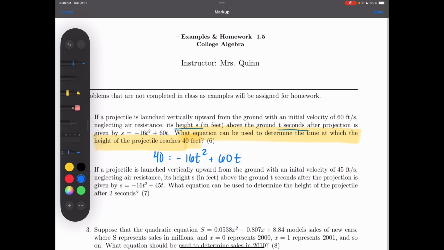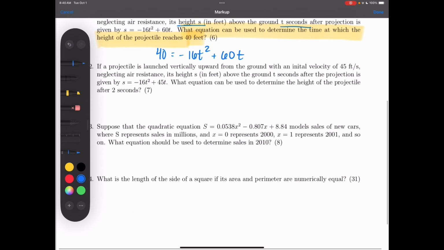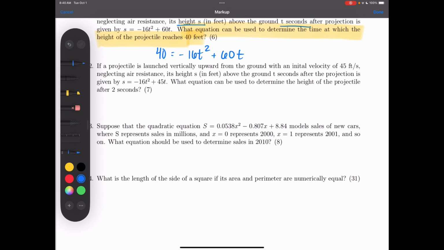If we go down here to number 3, though, it says, suppose that the quadratic equation s equals 0.0538x squared minus 0.807x plus 8.84 models sales of new cars, where s represents sales in millions. x equals 0 represents the year 2000. x equals 1 represents the year 2001, and so on. What equation should be used to determine the sales in 2010?